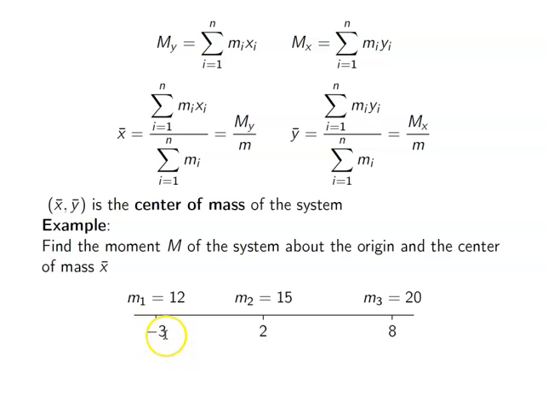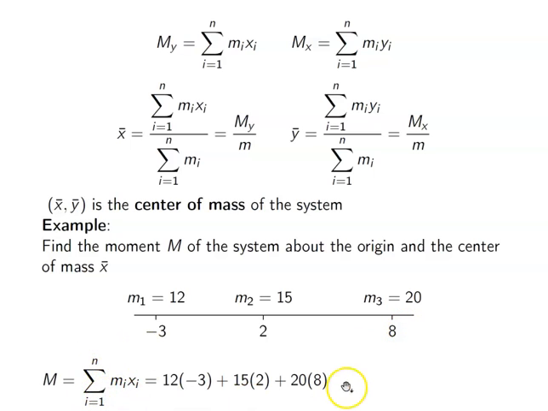M1 has a mass of 12 at a distance of -3 from 0. M2 is a mass of 15 at 2, and M3 is a mass of 20 at 8. As you can see, there are no units here, which is nice for right now, but we could definitely be working with units in the future. So the moment of the system, M, is going to be the sum of m_i x_i. So we're going to have 12 times -3 plus 15 times 2 plus 20 times 8. That's the moment of the system about the origin, and that's going to give us 154.